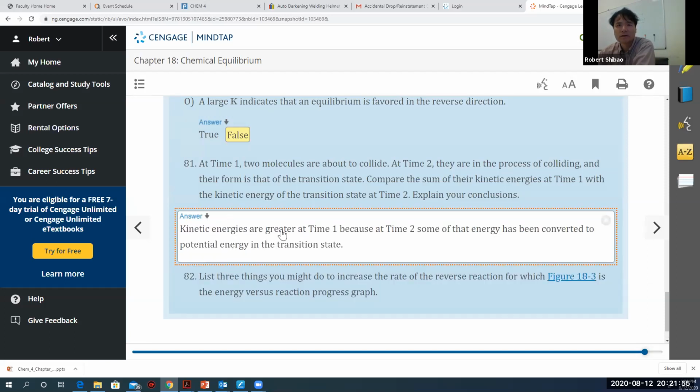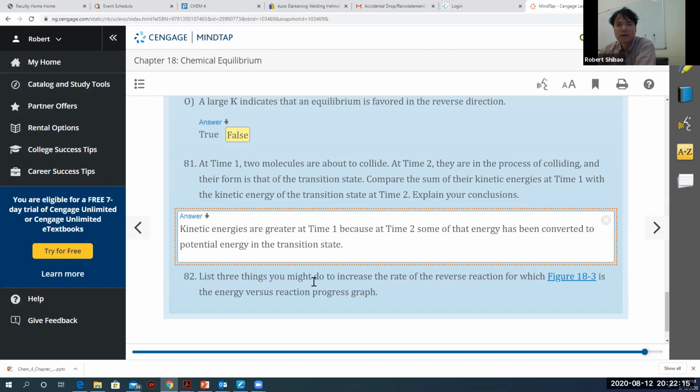The kinetic energies are greater at time 1 because at time 2, the kinetic energies have been converted into potential energy. In other words, they slam together, bonds are breaking. We need to break the bonds. And so the kinetic energy is transferred into potential energy, breaking the bonds.